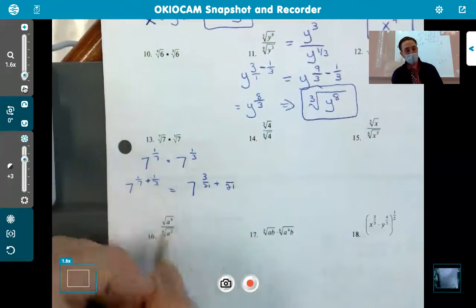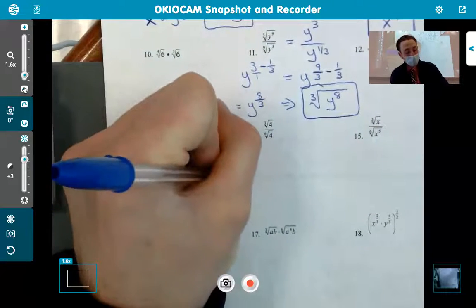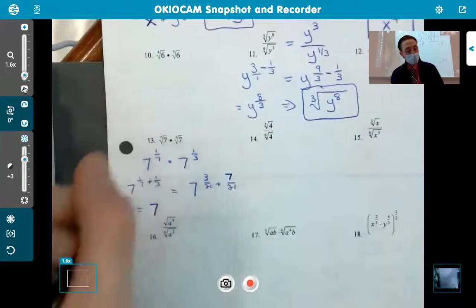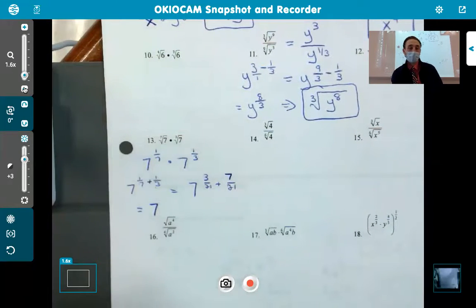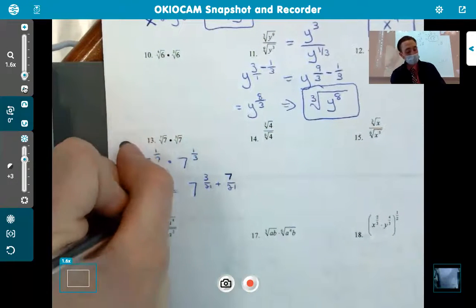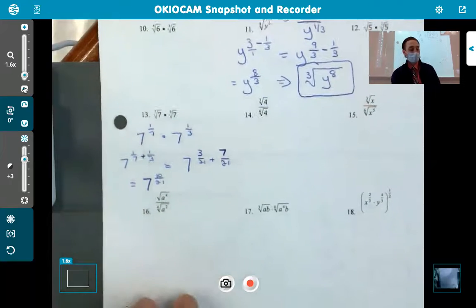Pretty much the same question, just flipped. I multiply 3 by 7. So I multiply 1 by 7 here. So what's my final exponent? What's 3 over 21 plus 7 over 21? So I have 7 raised to the 10 over 21 power.